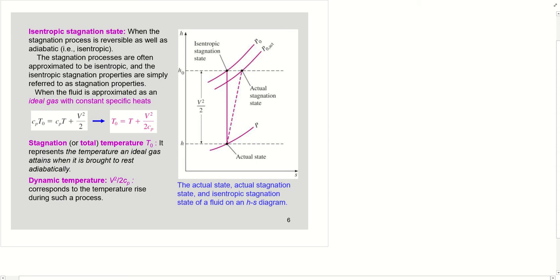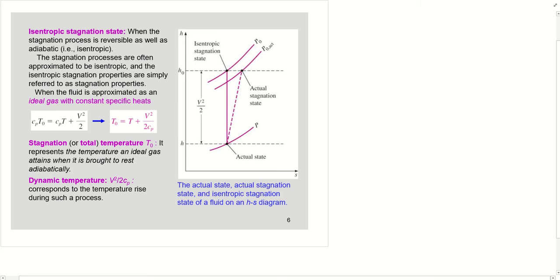As you can see, the pressure is lower than the isentropic stagnation pressure, since entropy increases. Entropy increases during the actual stagnation process as a result of fluid friction. Due to the fluid friction, the entropy also increases. And when the entropy increases, the pressure for the actual process is lower than the pressure for the isentropic stagnation state.